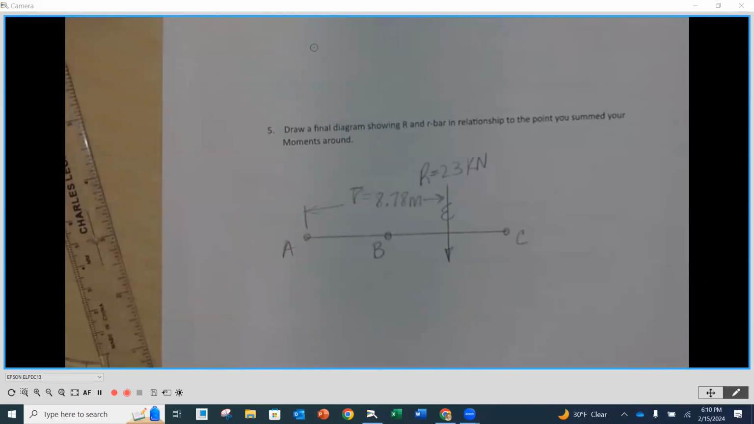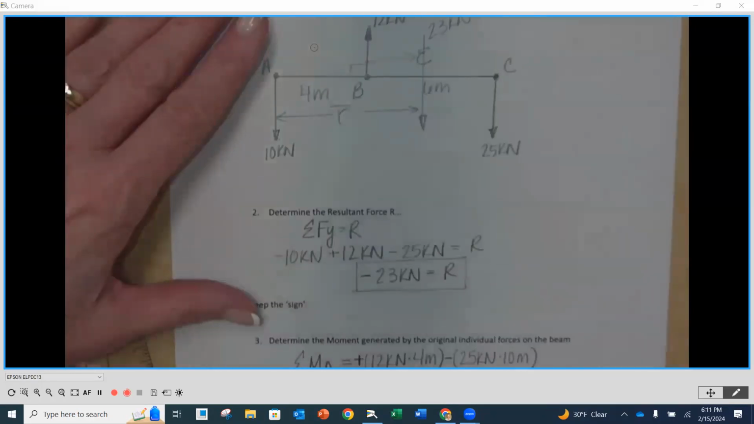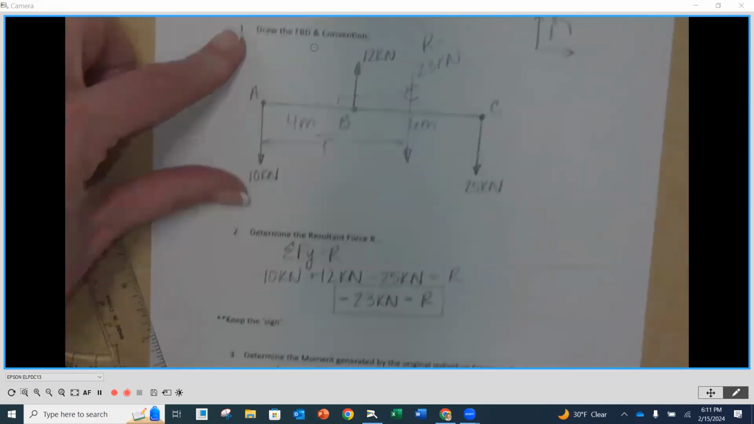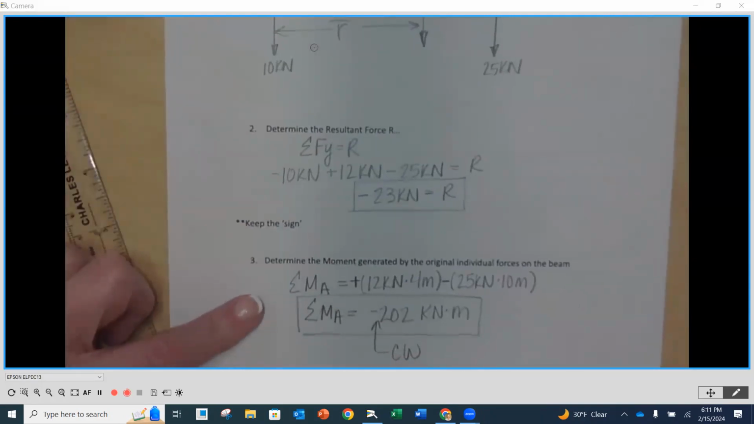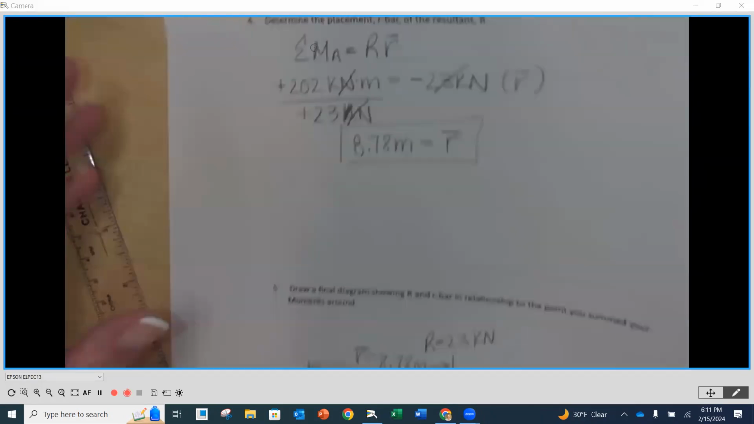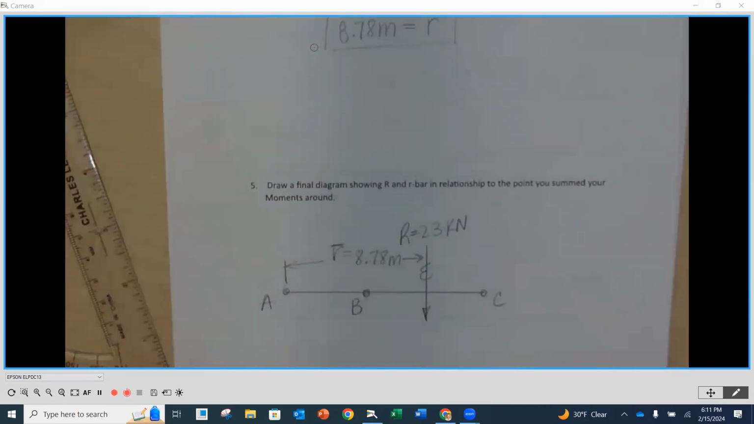Any questions on the process? Let's just review. Diagram, resultant, moment of the individuals. And then we find our R bar by setting that moment of the individuals equal to the resultant times its distance away. And then we create a diagram.